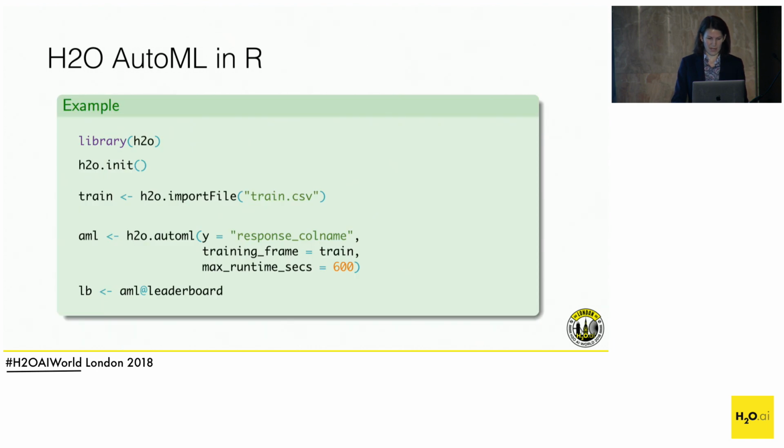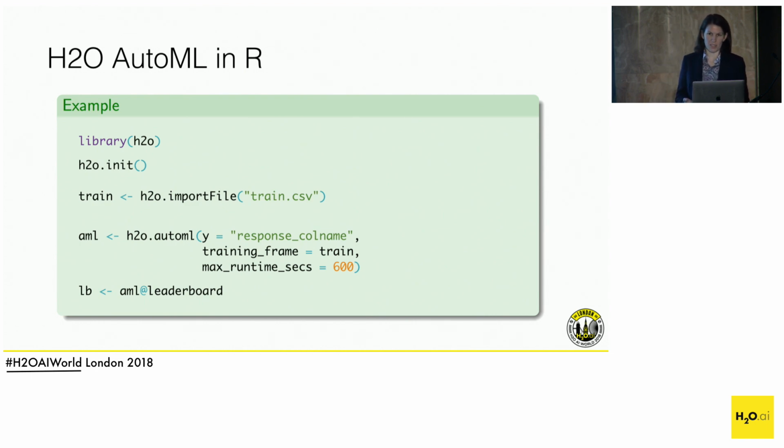So this is what it looks like in R. Basically the same interface as all the other H2O modeling algorithms. We have training frame, so that's your training data. Y would just be the name of the column for your response or your outcome, the thing that you're trying to predict. And then in this case, we're just saying, I want to run this for 10 minutes and then stop. So you can control how long the AutoML process will run either by time or by the number of models. It's sort of a preference thing, whatever works best for you.